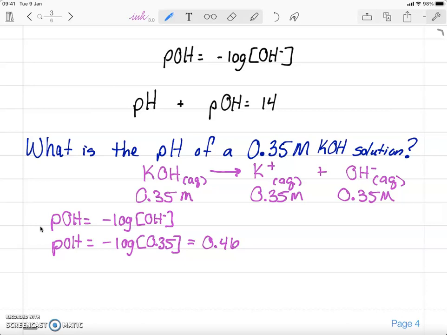Now, a lot of students are going to stop here and try and box that answer, but we're not done yet. The question asked for the pH of the solution, not the pOH. So we need to use this second relationship up here, pH plus pOH is equal to 14, to get the pH. Now, if I manipulate this equation algebraically, this means that pH is equal to 14 minus the pOH. Or in this case, pH will be equal to 14 minus 0.46.